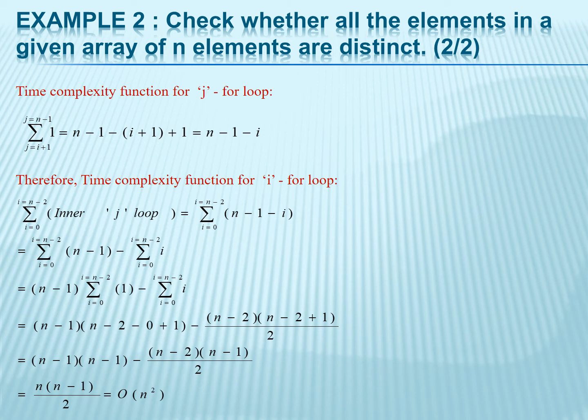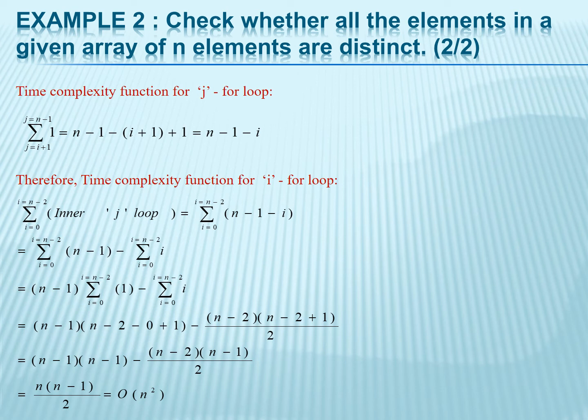Applying the summation formula, the time complexity function for the J for loop is n minus 1 minus I. Substituting it in the time complexity function for the I for loop, the summation is represented as sigma I varies from 0 to n minus 2, n minus 1 minus I. The range of I is taken from the I for loop in the algorithm, which varies from 0 to n minus 2.